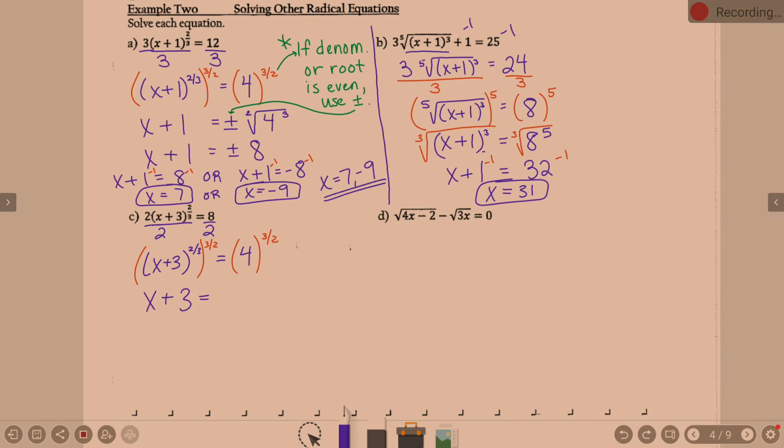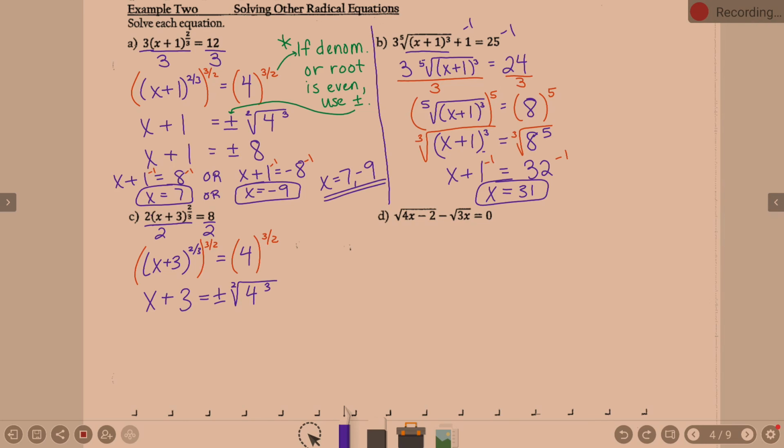Now, 4 to the 3/2. Okay. Denominator 2, so it's the square root of 4 raised to the 3rd. Should have asked this question on the last problem, but I didn't. Every time you take a radical of both sides, we should be asking ourselves, do we need a plus or minus? What kind of root did I just do here? Square root. So do I need a plus or minus? Yes. I should have asked this last time.